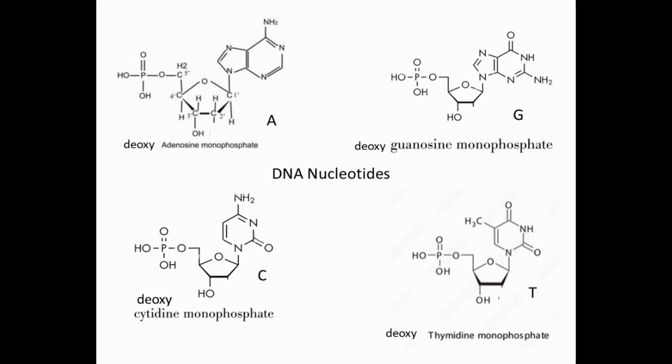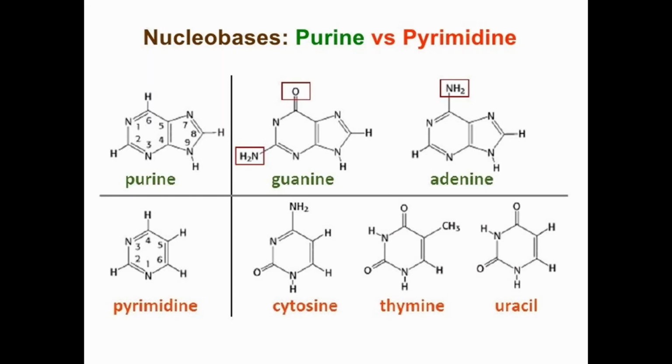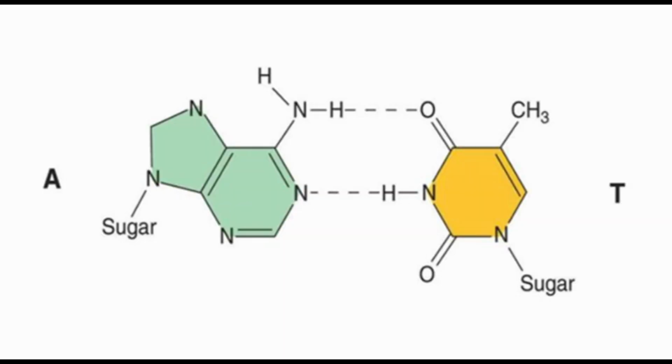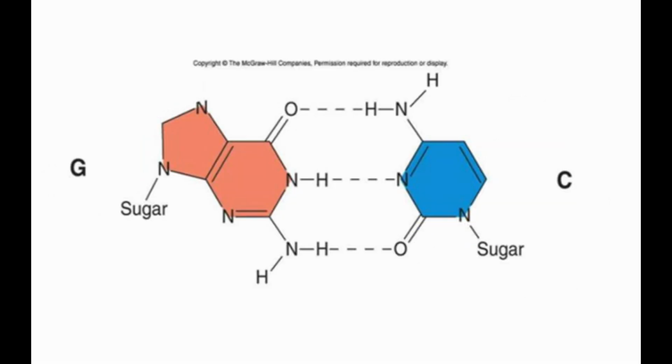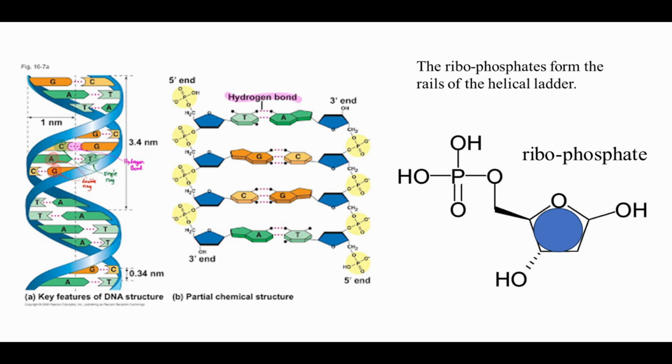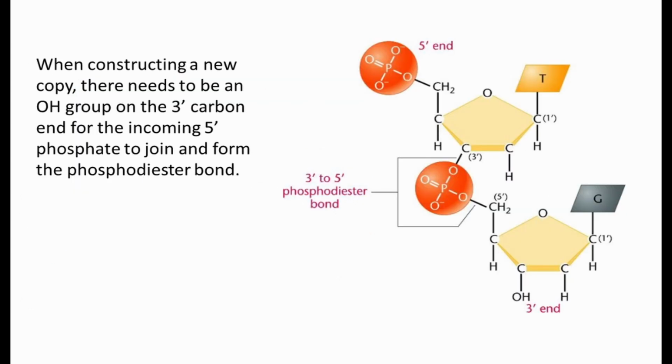To summarize, we know that DNA is made up of the nucleotides adenosine A, guanosine G, cytidine C, and thymidine T. The nucleobases bond to each other in complementary purine to pyrimidine pairs. 2 hydrogen bonds form between the A-T pair. 3 hydrogen bonds form between the G-C pair. The sugar phosphates on the nucleotides form the twin backbones of the DNA molecule. The backbones are the result of phosphodiester bonds that form between the phosphate on the 5' carbon of the sugar ring and the OH on the 3' carbon of the sugar ring.